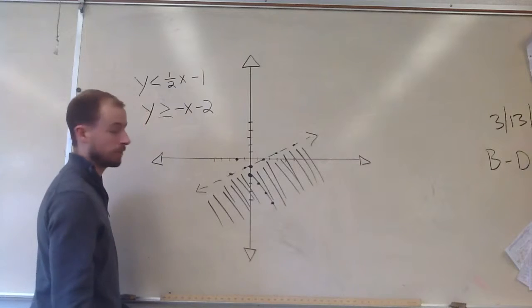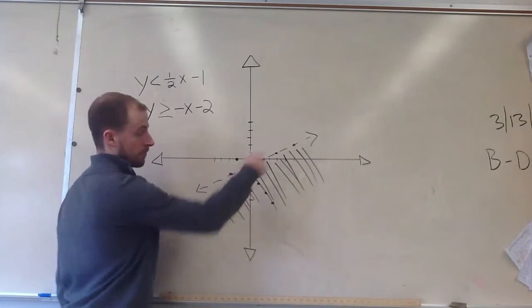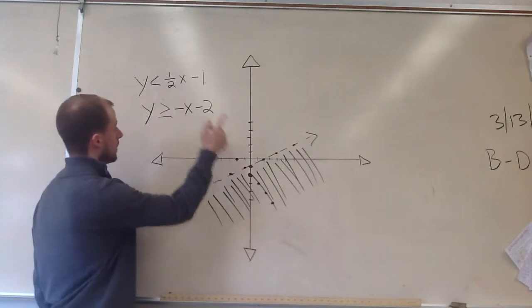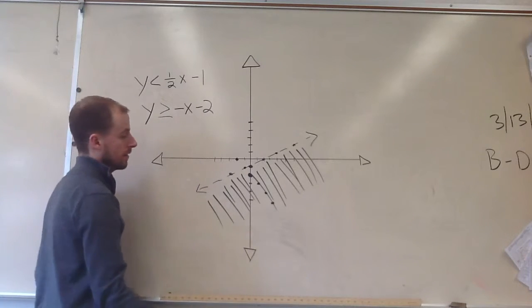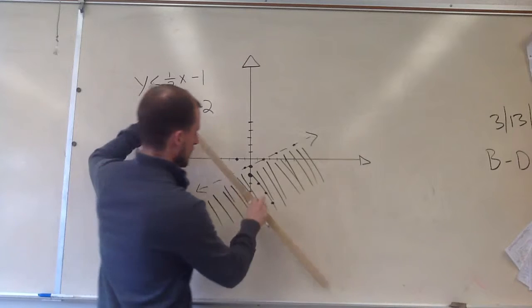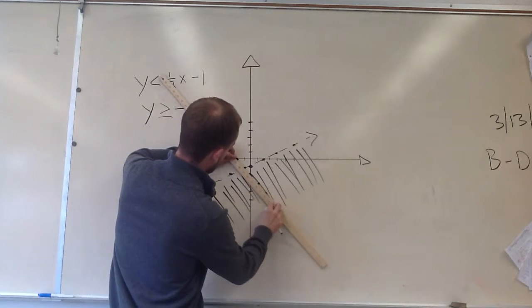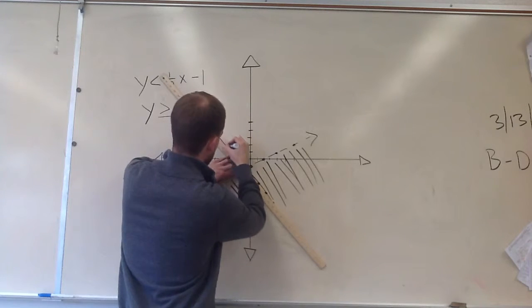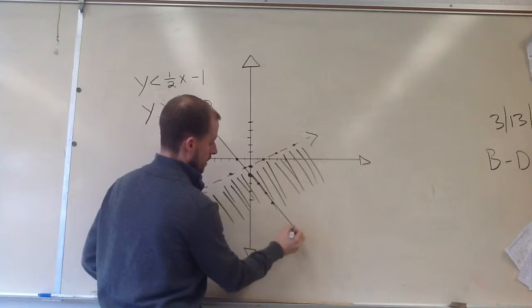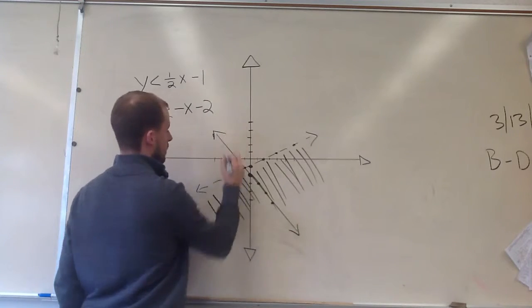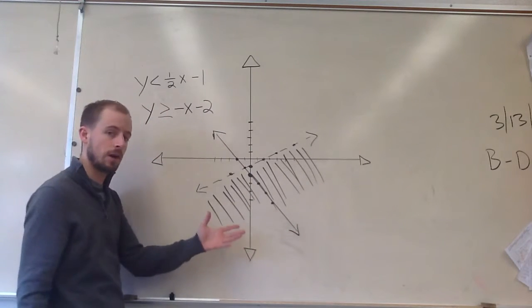And then I need to figure out, okay, is it a dotted line like before, or is it a solid line? Well, it's got the equal to sign, so that means it's a solid line. So when I draw my line, it's a solid one, which is what we're kind of used to doing. And hopefully it should look like something like this. All right, solid line, arrows on the end. And then last step, figure out where to shade.